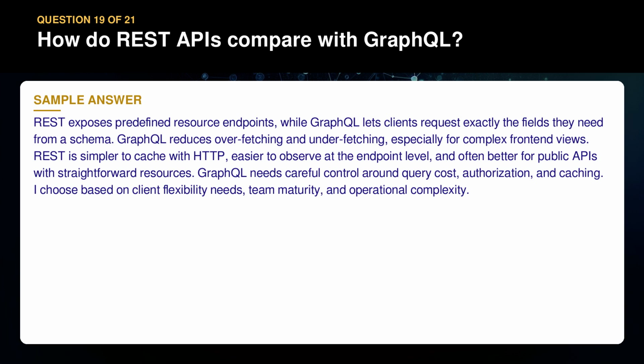GraphQL reduces overfetching and underfetching, especially for complex front-end views. REST is simpler to cache with HTTP, easier to observe at the endpoint level, and often better for public APIs with straightforward resources. GraphQL needs careful control around query cost, authorization, and caching. I choose based on client flexibility needs, team maturity, and operational complexity.